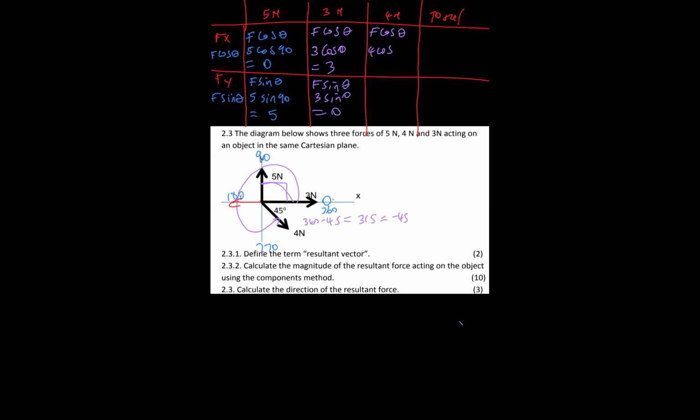Now, back to our problem. We are saying, what is 4 cos of 315? I need to make sure that you know where 315 comes from. What is the answer? Let me calculate it. It's 4 cos negative 45. It's 2 square root 2.